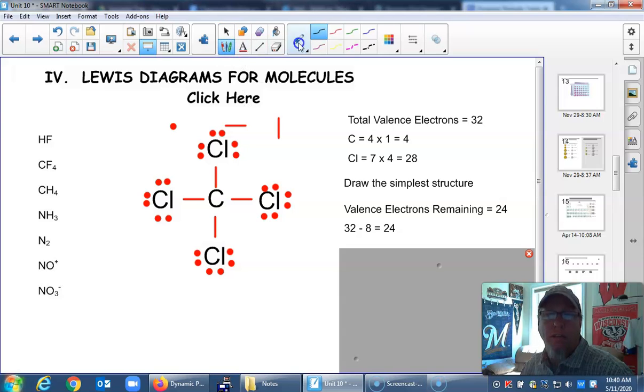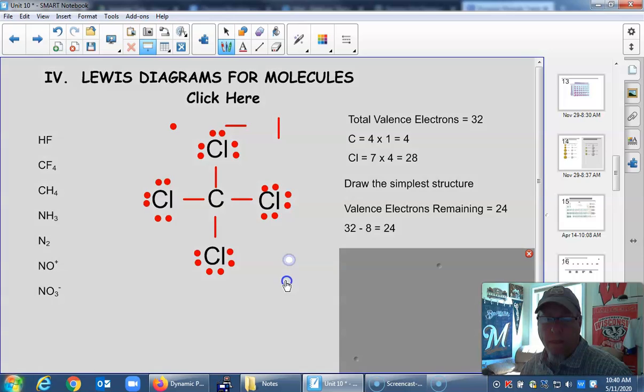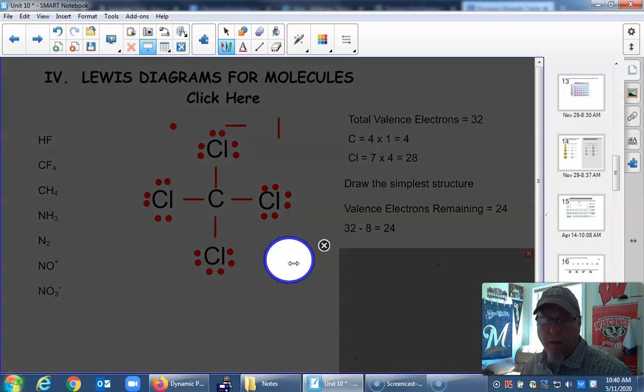Last step is to check for the octet rule. I want to make sure that all of the atoms have 8 electrons on them. 2, 4, 6, 8. Remember the line counts as 2. 2, 4, 6, 8. We're good. 2, 4, 6, 8. Still good.